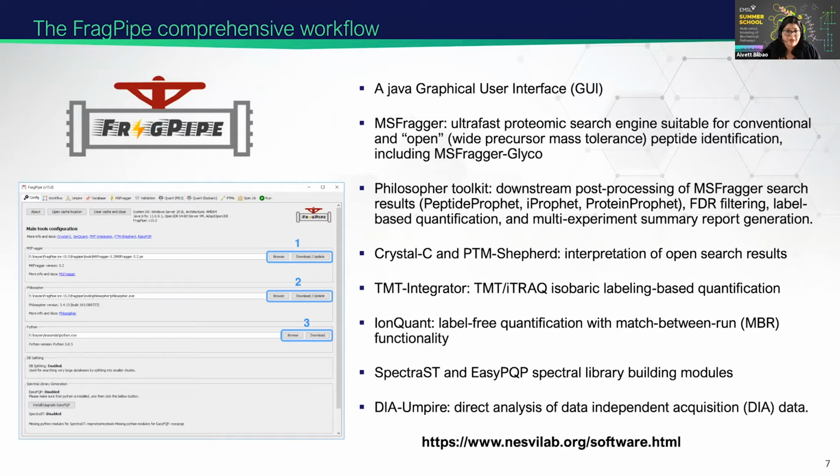For example, FragPipe has integrated MS Fragger, which is the search engine to identify and annotate the MSMS, and it has the Philosopher tool to do the false discovery rate analysis and other tools to do quantitation, including TMT and iTRAQ labeling. And also it includes DIA-Umpire for analysis of data-independent acquisition spectra.